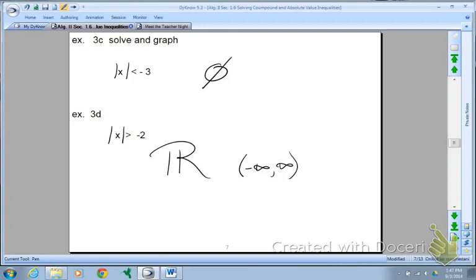So basically you have to kind of think about that. What's less than -2 or -3? All negative numbers. An absolute value cannot equal a negative number. What's greater than -2? All positive numbers. So it's the exact opposite.